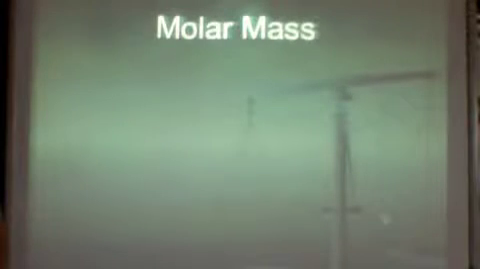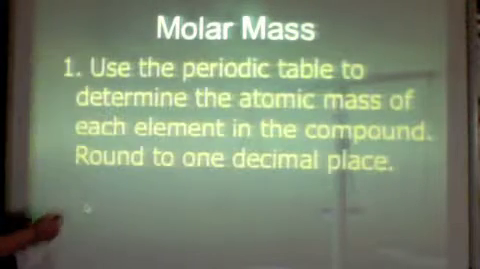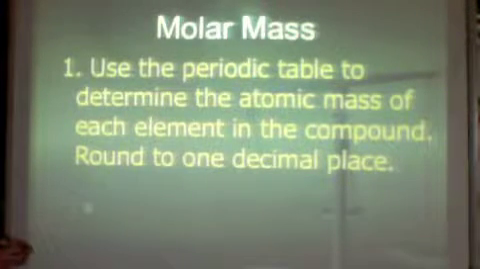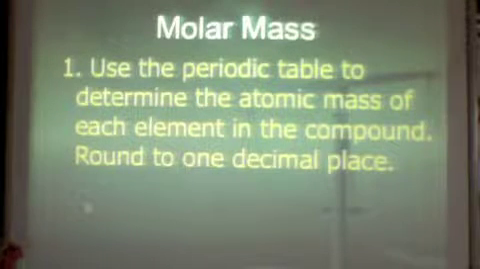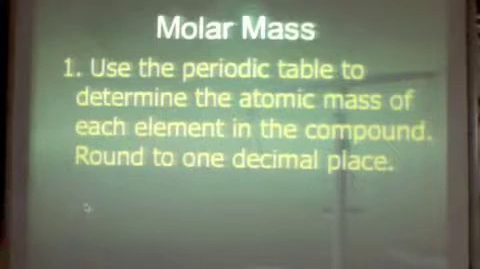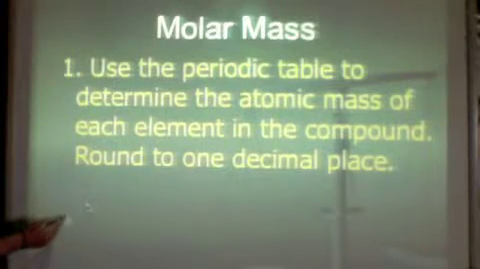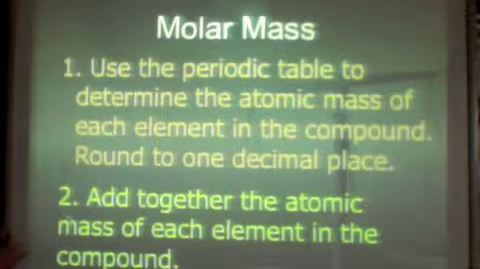The next part of the video is to talk about molar mass. It's exactly what it says. It's the mass of a mole. So there's a couple steps, 2 steps. First step is to use the periodic table to determine the atomic mass of each element in the compound. Round to 1 decimal place. Remember that the atomic mass is the number at the bottom on the periodic table of each element. Step 2, add together the atomic mass of each element in the compound.